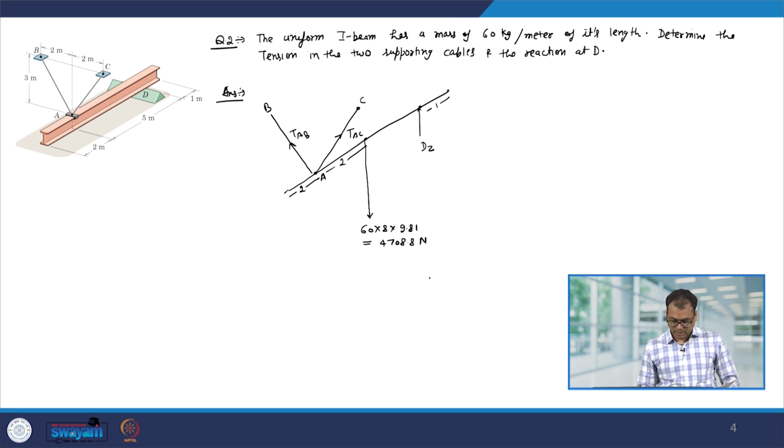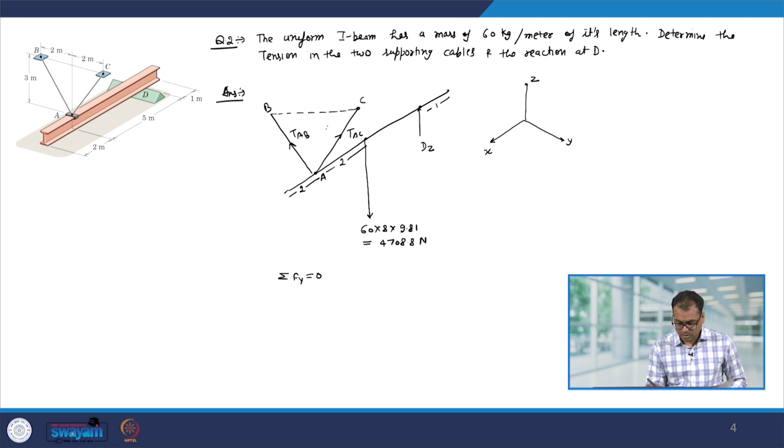Now, this is the free body diagram of that. Also, let me put the axis over here. So, we have the x axis, the y axis and the z axis. Now, to calculate the tension etcetera, let us first see that summation Fy equal to 0. So, let us put more detail into the figure. So, let us call this angle alpha.